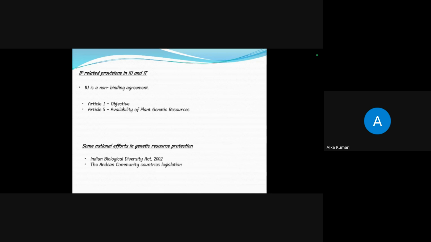And again, Article 5 of this undertaking talks about availability of plant genetic resources. So this availability of plant genetic resources, the international undertaking allows access to samples of such resources and permits their export where the resources have been requested for the purposes of scientific research, plant breeding, or genetic resource conservation. So for these purposes, there must be availability.